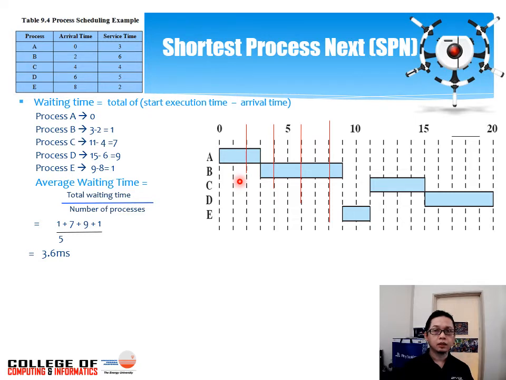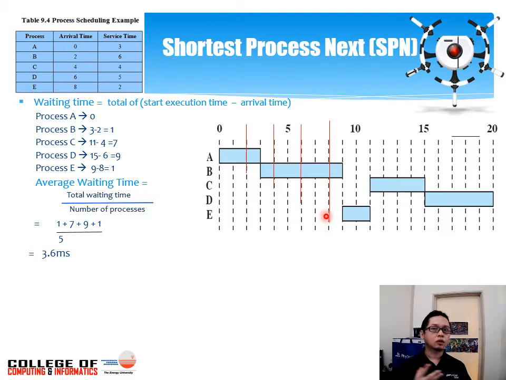Now B needs to execute next. So after that, during the third millisecond, B executes. Now, this is where it gets interesting. During the execution of B, you see that we have the arrival of C, the arrival of D, and the arrival of E. So this is where the decision making process takes place.